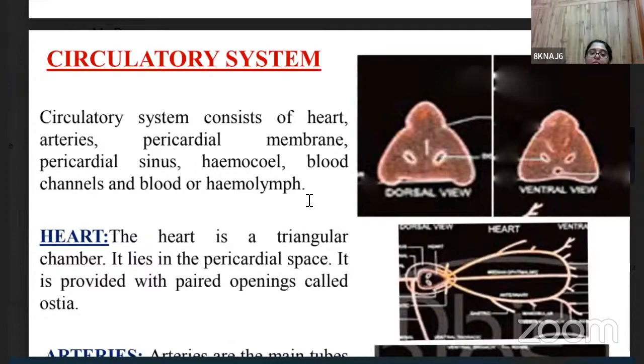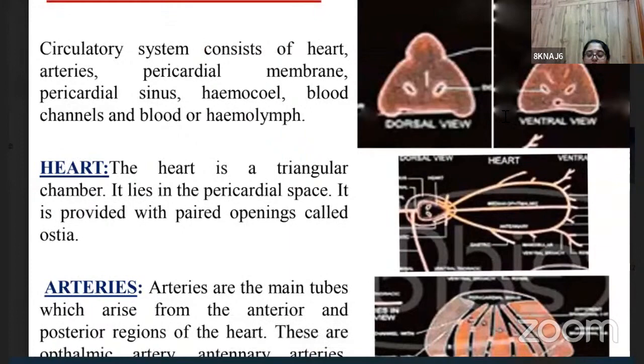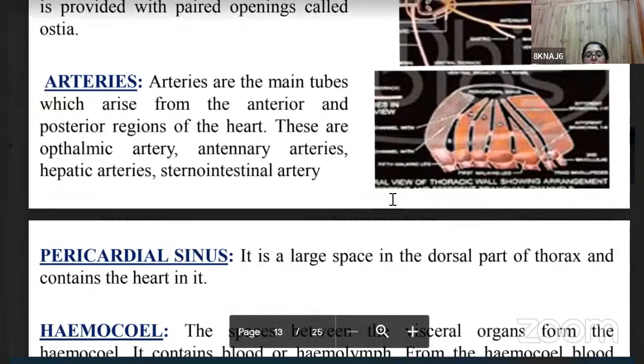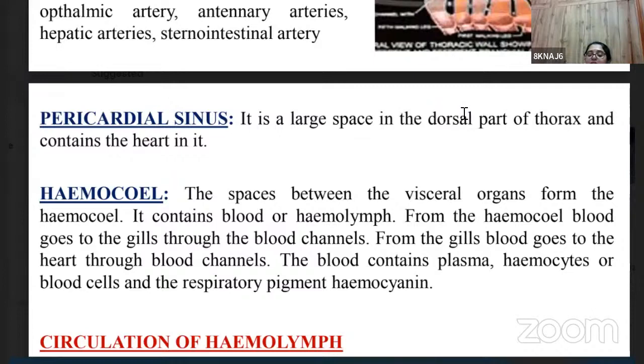The heart is triangular, in the pericardial space, provided with paired openings known as the ostia. And there are arteries present, basically the ophthalmic artery, antennary artery, hepatic artery, sternointestinal artery. And you have the pericardial sinus present in the dorsal part of the thorax. This is where the heart is present.